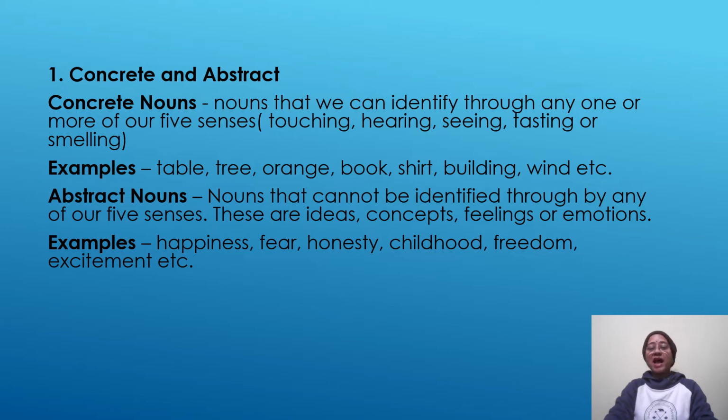Now let us look at abstract nouns. Nouns that cannot be identified through any of our five senses, they are called abstract nouns. Now these are ideas, concepts, feelings or emotions. Examples of abstract nouns are happiness, fear, honesty, childhood, freedom, excitement, etc.